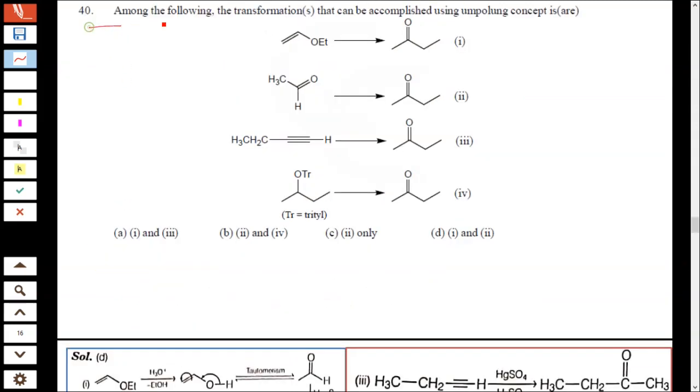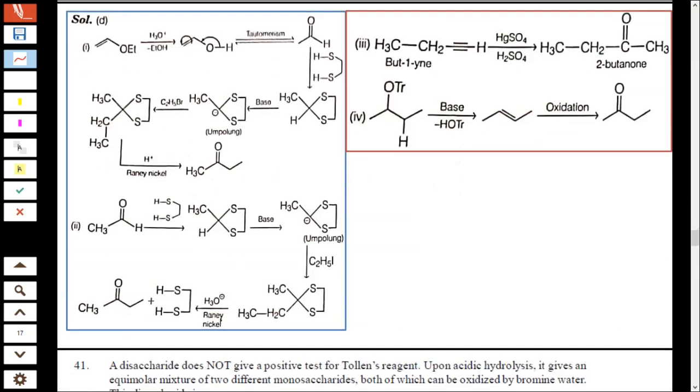Question number 40. Among the following transformations, the reactant and product have been given. You have to identify which reaction is an Umpolung reaction. Take the first one: the compound reacts with H2O and H+ to give a compound, which on reaction with the Umpolung reagent gives a keto compound. This is ethyl methyl ketone.